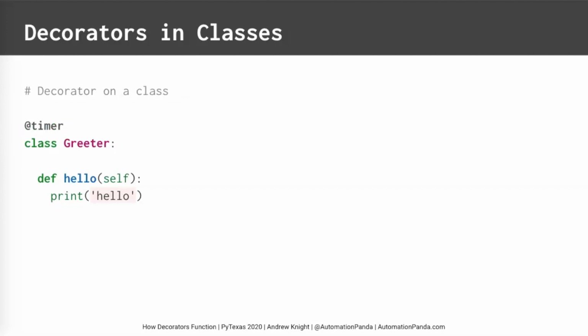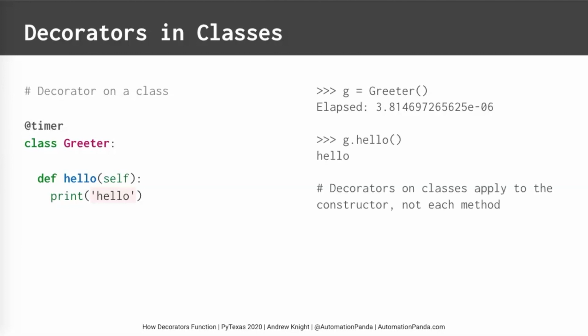Interestingly, decorators can also be applied directly to classes. When a decorator is applied to a class, it wraps the constructor, as shown here. Since we've added timer to greeter, it'll print the elapsed time whenever the greeter constructor is called. Note, however, that decorators on a class do not wrap each individual method in the class. That's a common misconception. If you want to wrap methods in a class, you need to apply decorators directly to those methods.